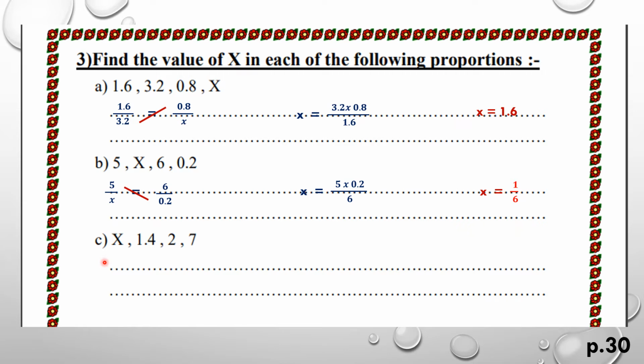Letter C. X, 1.4, 2, and 7. By order, put it in the form of fraction. X over 1.4 equals 2 over 7. The completed cross here is 1.4 and 2. So x equals 1.4 times 2 over 7 on your calculators, and the result will be 0.4.